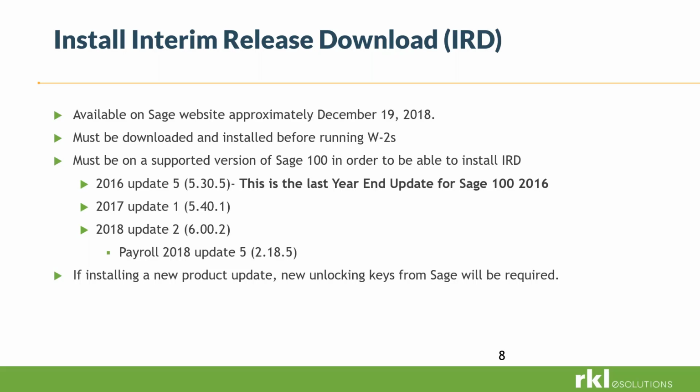Version 2018 is the currently published version. Version 2019 is due out in a few months. If you install a new product update, new unlocking keys from Sage will be required. And RKL can help you with that if necessary. Just give us a call.